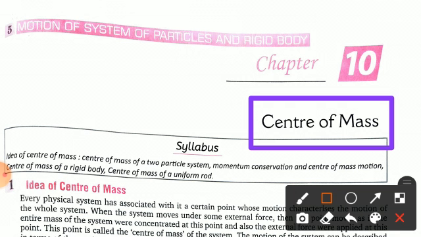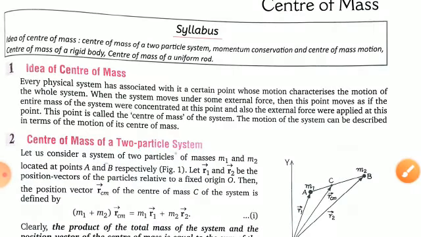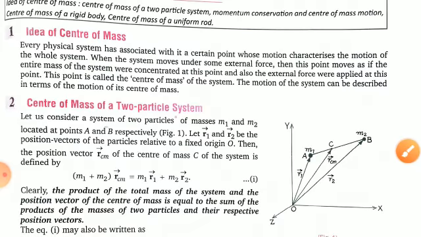So in this chapter, what is the syllabus? First see the syllabus. In this chapter, first we have to discuss the idea of center of mass. Then the center of mass of a two particle system, momentum conservation and center of mass motion, center of mass of a rigid body, and center of mass of a uniform rod. So first, this is the topic: we will discuss the idea of center of mass.